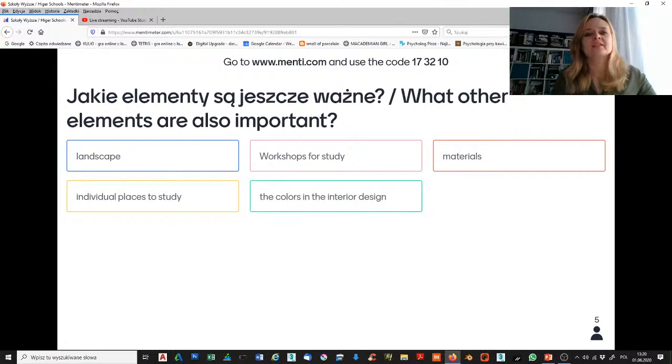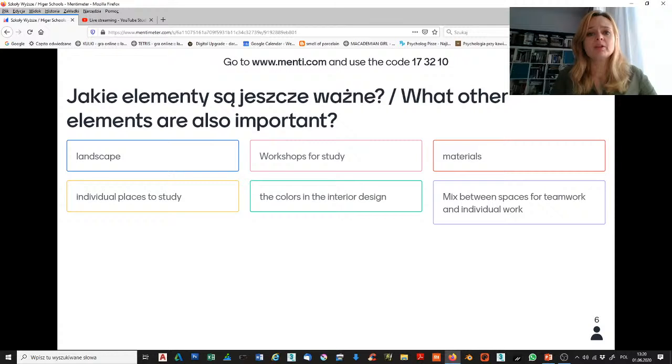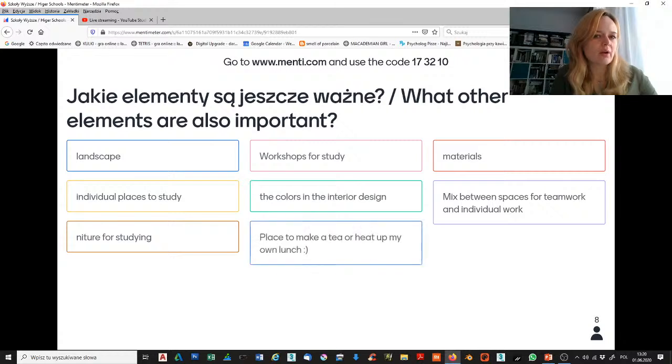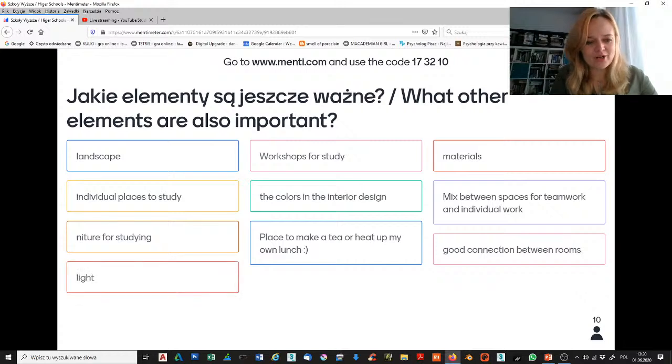Materials, yes. This is what hasn't been discussed so much yet. I've just mentioned the materials outside on the Alvar Aalto building, but inside we need natural, pleasant materials, the materials that are good for our longer presence, because at the faculty sometimes we spend even 12 hours and sometimes even more. Individual places to study. We've already mentioned some of that.